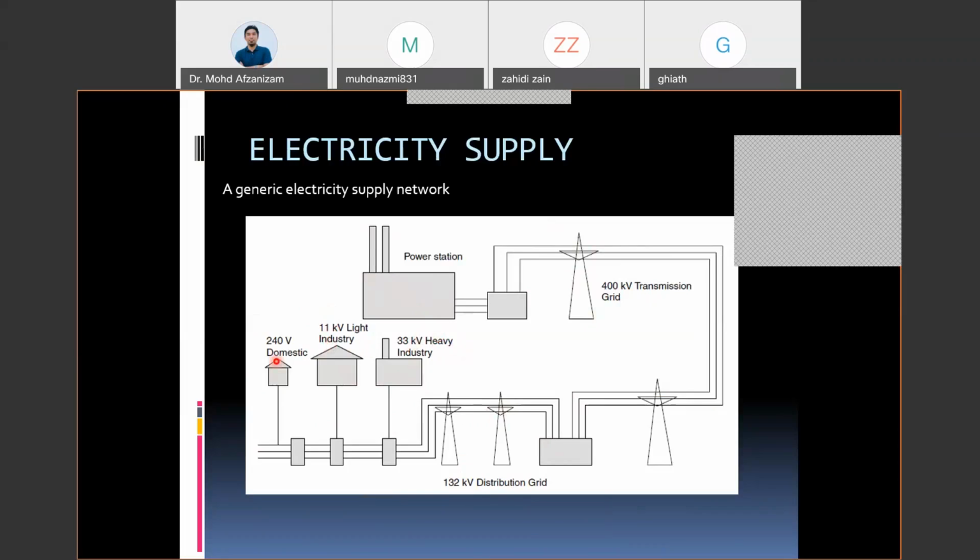So for our home, 240 volt AC. For the light industry, 11 kilovolt, and for the heavy industry, 33 kilovolt. And then the distribution grid distributes from the power station's 400 kilovolt transmission grid, stepping down from 400 to 132 kilovolt, and then delegates to the other users.